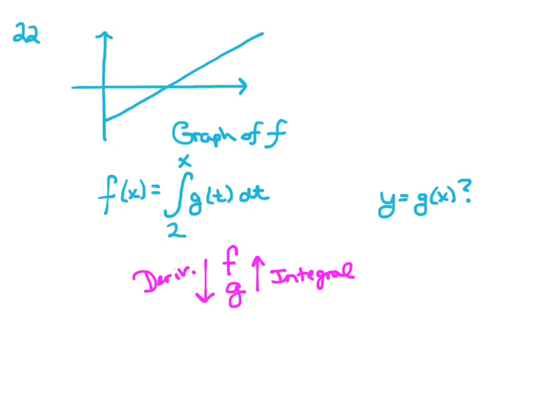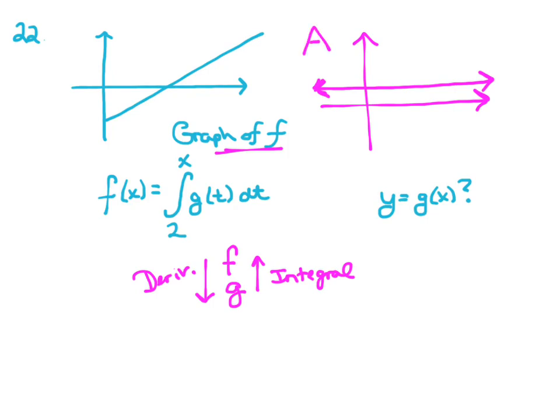If this is the graph of f that we're given, it's a line, which means the graph of g is going to be the derivative of that graph, or the slope of that graph, which should just be a constant function because lines have constant slope. This line is increasing, and so my g graph should be a constant positive number, something like this, which corresponds to answer A.